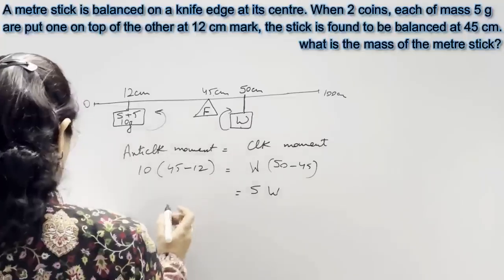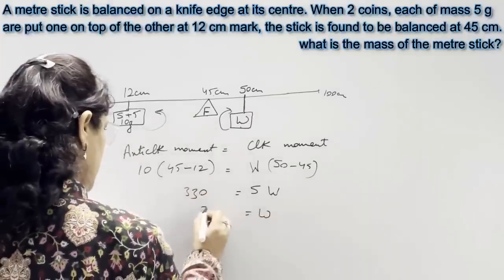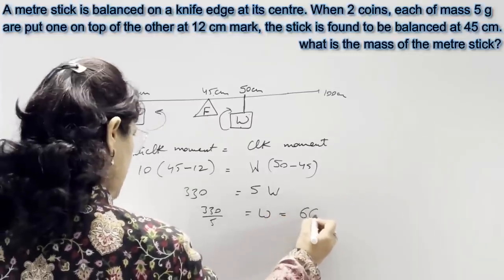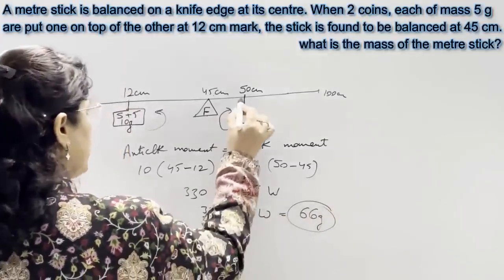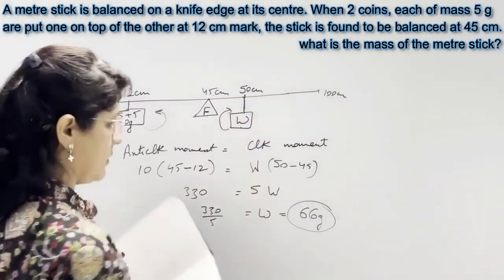Now 45 minus 12 is 33, and multiplied by 10, 330. So the value of W is 330 divided by 5. It means 66 gram is the value of this meter stick, which is present at the 50 centimeter mark.